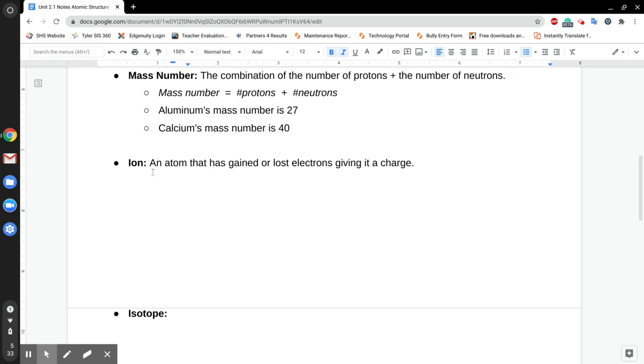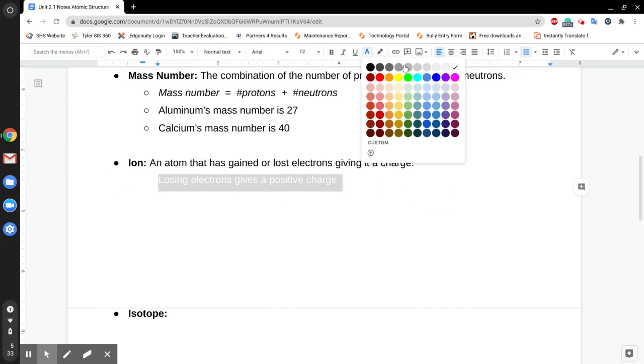So when you lose an electron, you're losing a negative charge. Instead of going from a neutrally charged element, you may become a positive element, or maybe even more. That is my first example here.